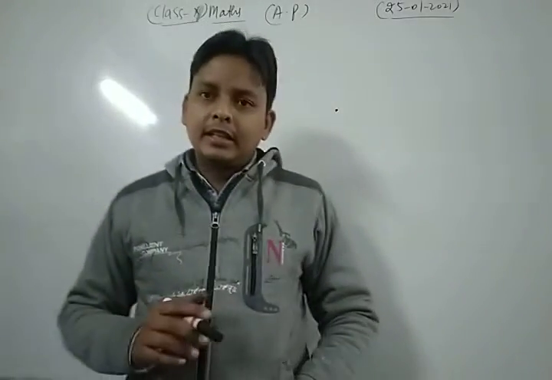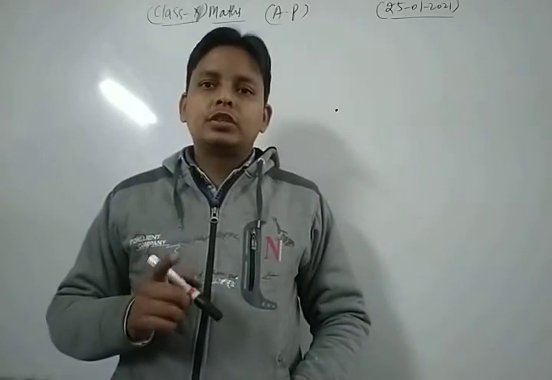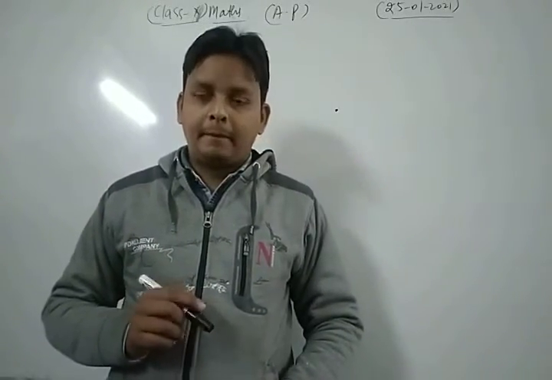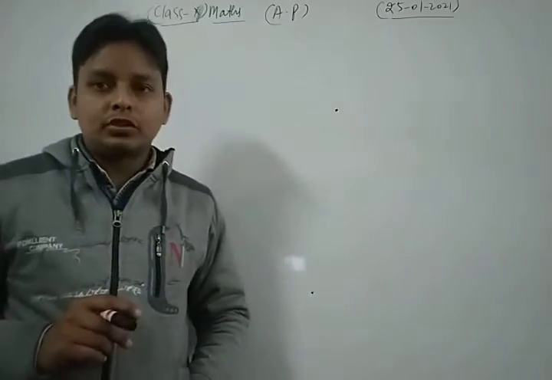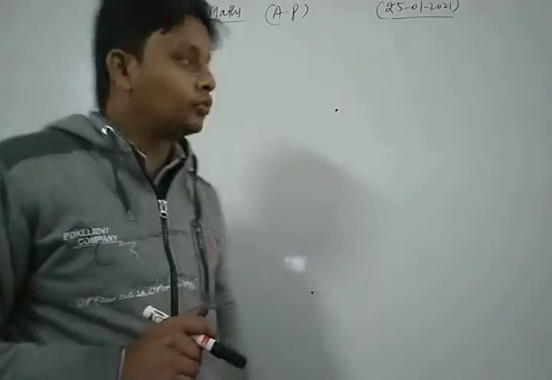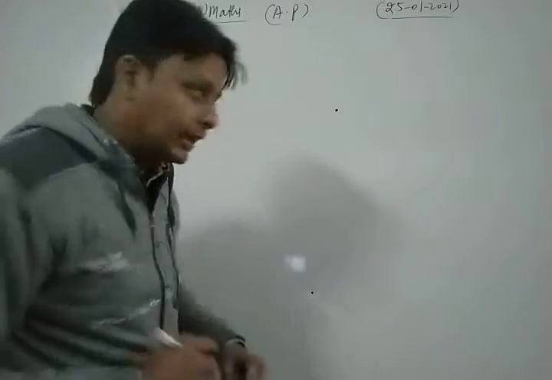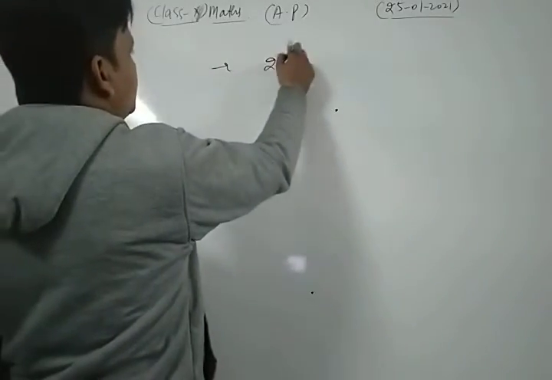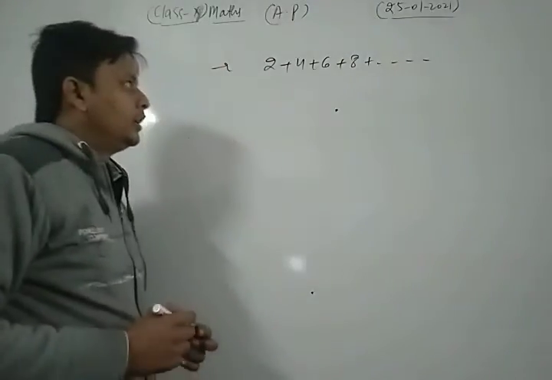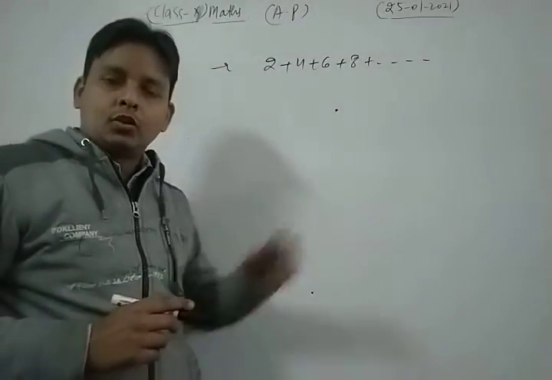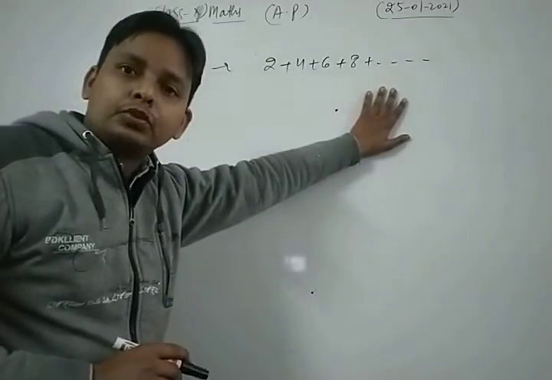Dear students, if in any progression the difference between two successive terms remains constant, then that progression is known as an arithmetic progression. Like that, if we write 2 plus 4 plus 6 plus 8 plus and so on, what type of progression is that? Dear students, this is an arithmetic progression.